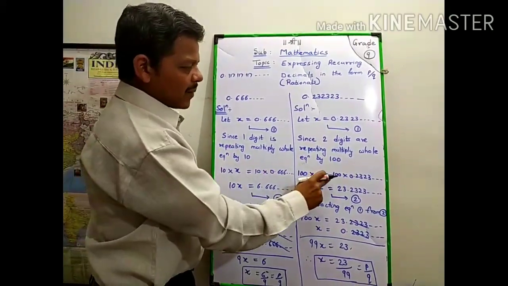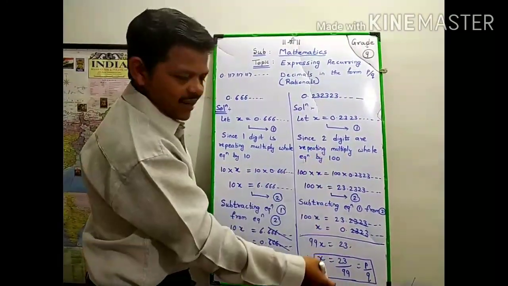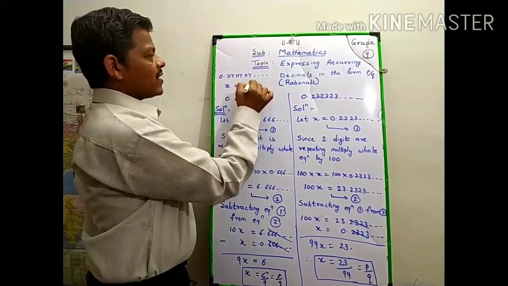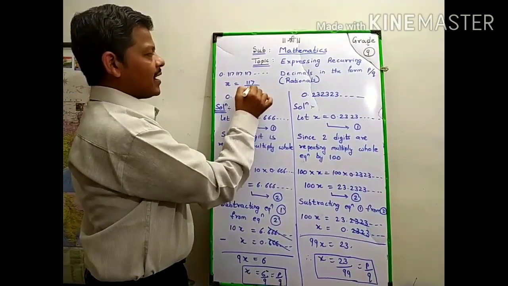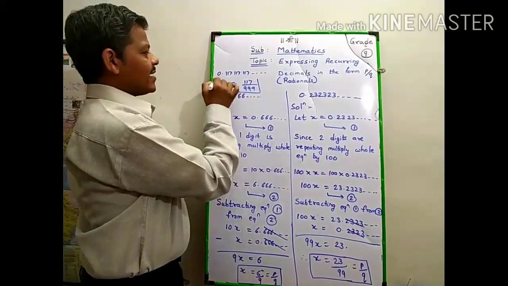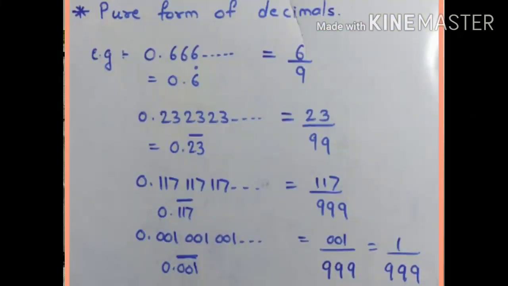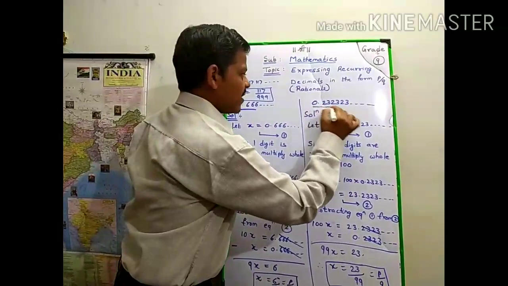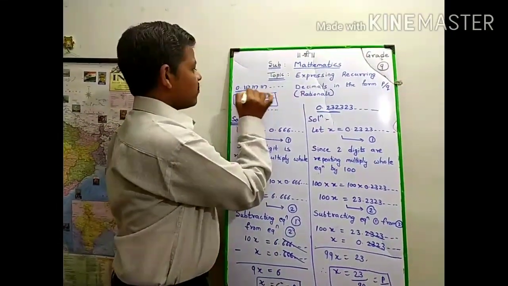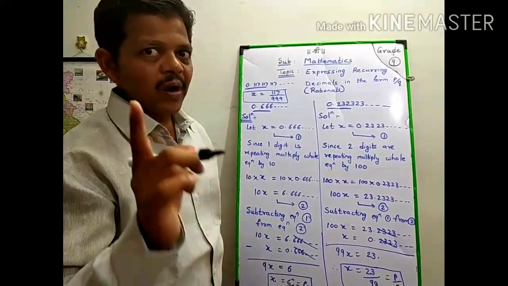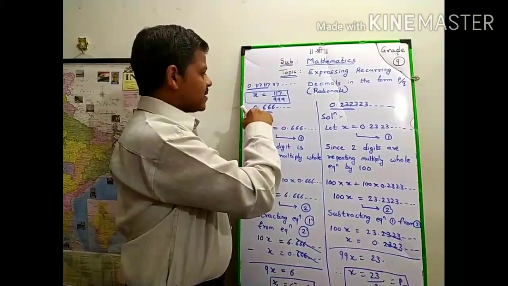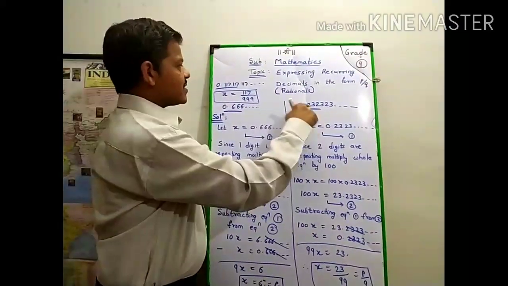We would have multiplied by 1000, done the same procedure, and what would we have got finally? X is equal to 117. 3 digits are repeating. You get 3 9s. 117 upon 999. And dear children, this form of decimals, wherein, very important point, I want to write it down, wherein immediately after the decimal point certain digits recur.